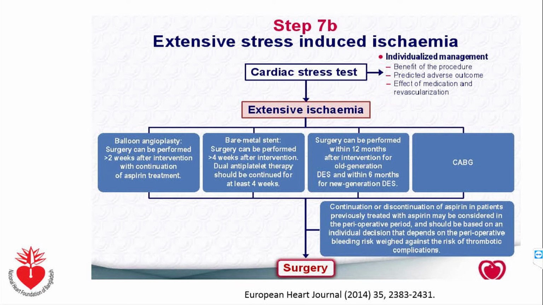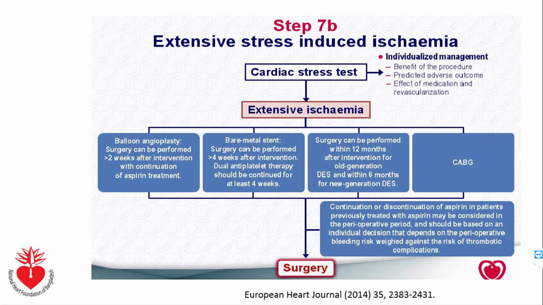We can have a bare metal stent, and after 4 weeks of a bare metal stent, we can do the surgery with continuation of the aspirin or consult with the surgeon. We can have a drug-eluting stent, a common drug-eluting stent of recent generation, with 6 months of dual antiplatelet therapy, and then they come for surgery. Or we can go to CABG also.